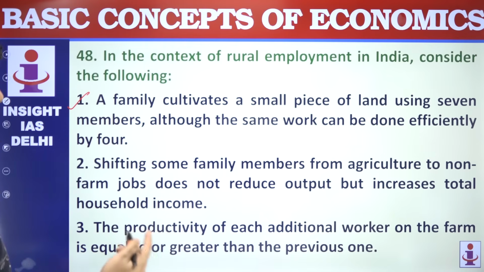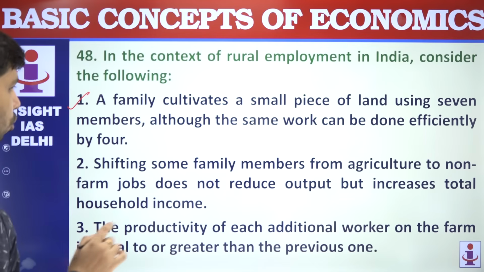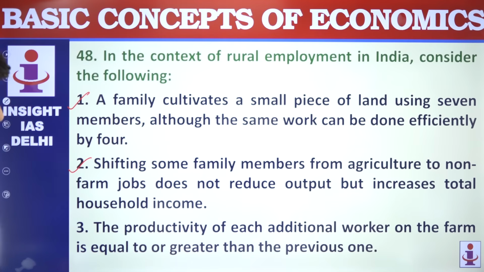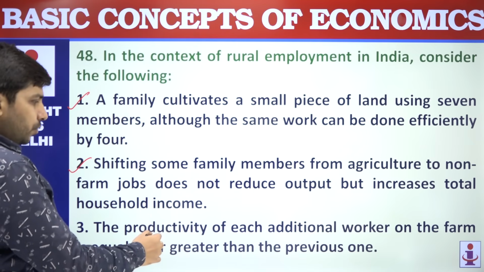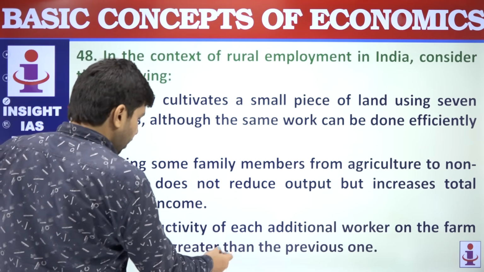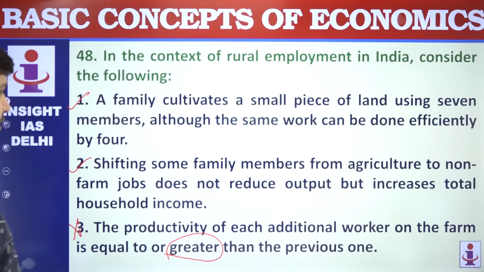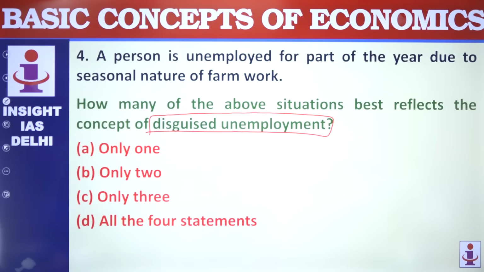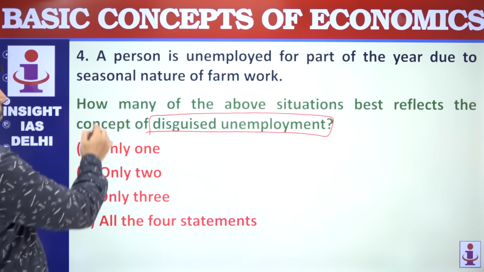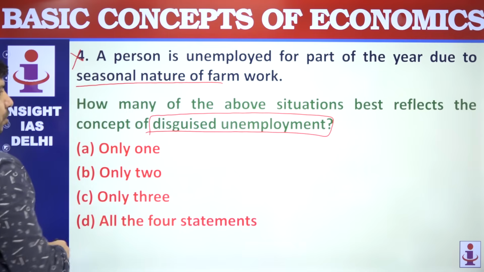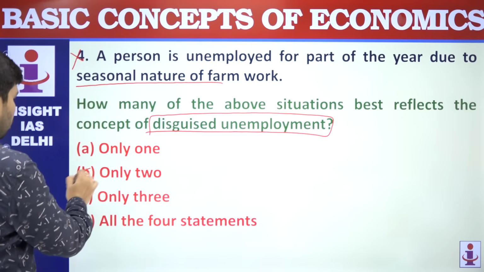Shifting some family members from agriculture to non-farm jobs does not reduce output, but increases total household income. Yes. The productivity of each additional worker on the farm is equal to or greater than the previous one. Productivity cannot be greater than, equal to or lower than. Then this statement is not correct. A person is unemployed for part of the year due to the seasonal nature of farm work. This is a kind of unemployment, but this is seasonal unemployment, not disguised unemployment. So only 2 will be your correct answer.